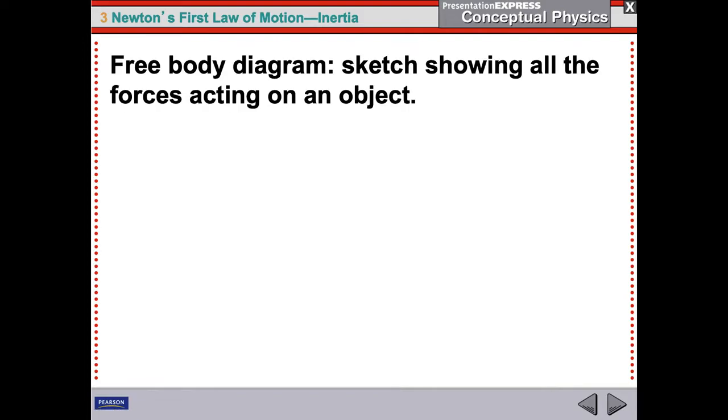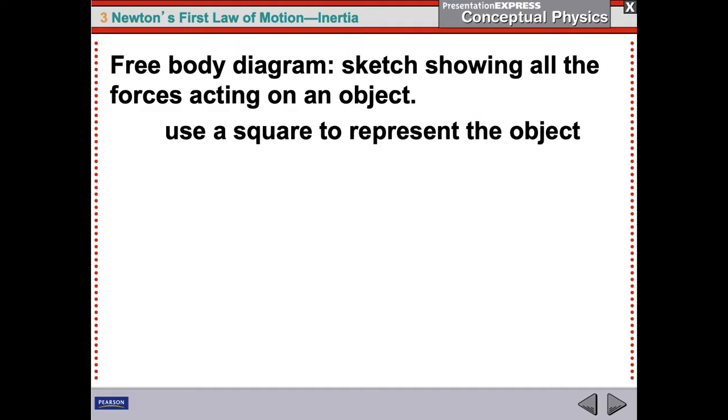Okay, so let's talk about free body diagrams. It's a sketch showing all the forces acting on an object. You might say, I am a terrible artist, I cannot possibly draw all of that. No, if you can draw a square, you are all good to go. Whatever the object is, you just use a square to represent it. Not a circle, not a rhombus, not any complicated thing, just a square.